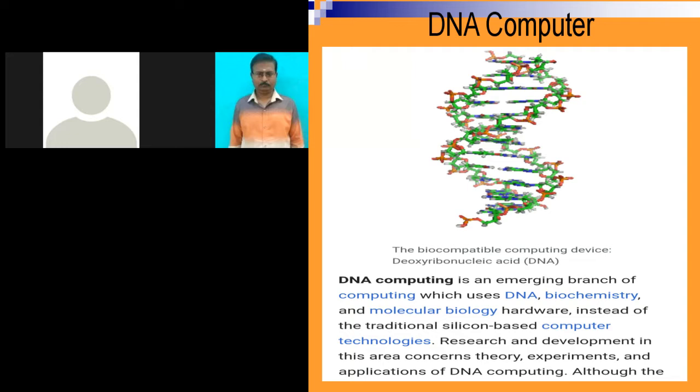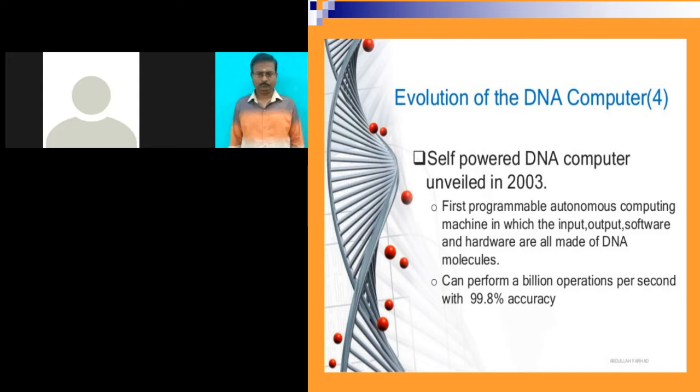In our normal conventional computers, electronic circuits, silicon based circuits are used. But in a DNA computer, DNA circuit is used. Instead of silicon, DNA is used. Research and development in this area concerns theory, experiments and applications of DNA computing. So here you see that in DNA computing, DNA is used instead of silicon. In that way, a DNA computer differs from a conventional computer.